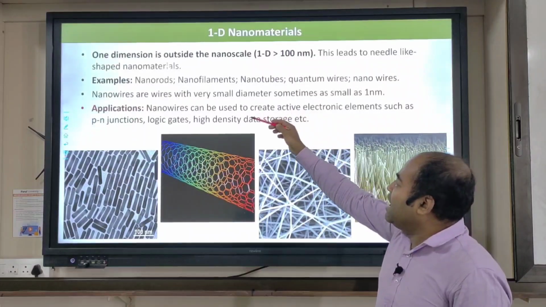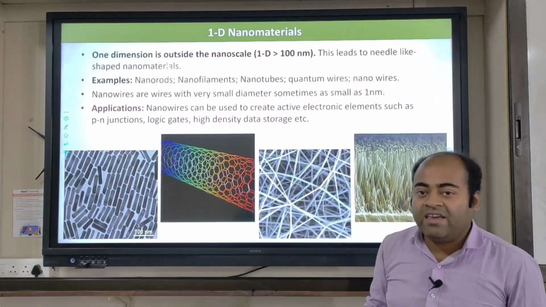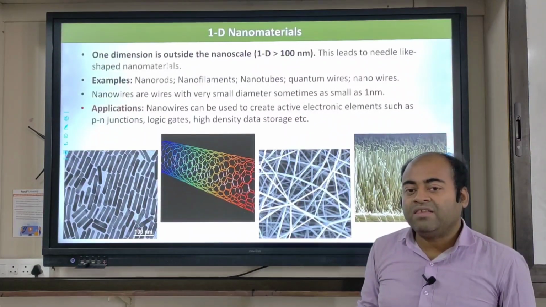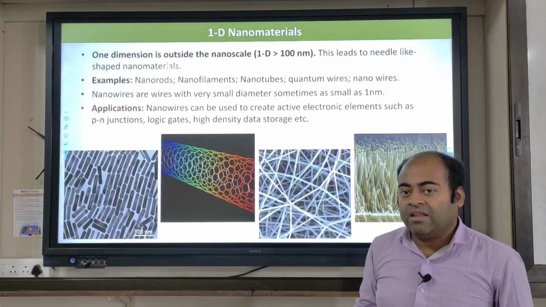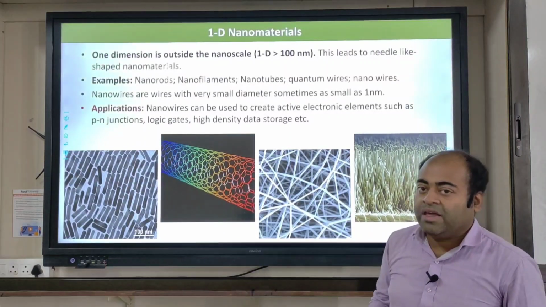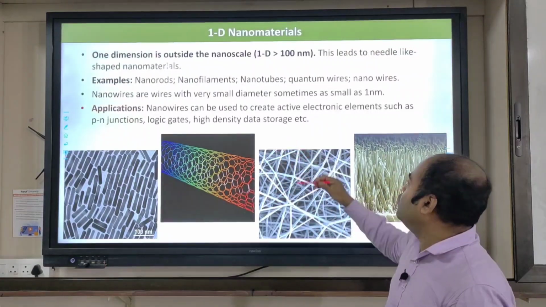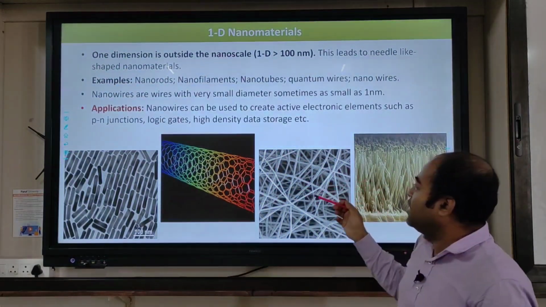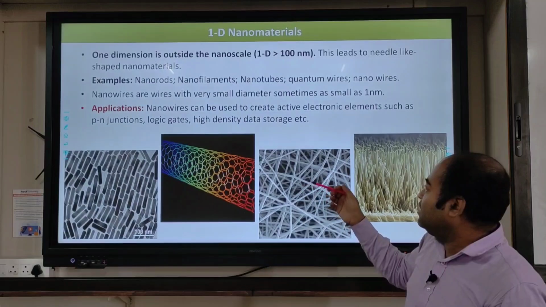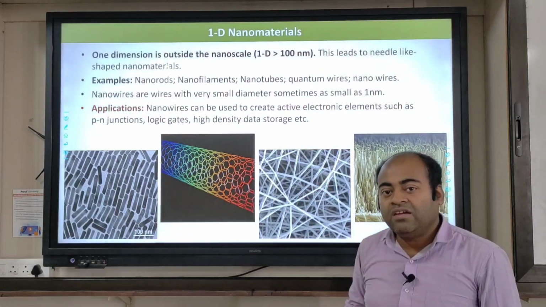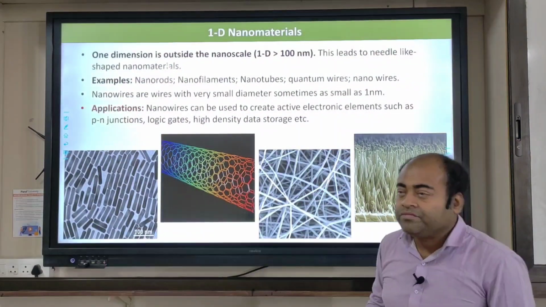Now, they are basically structures with very high aspect ratio, that is their length is much larger than the other dimensions, like the breadth and the thickness. Now, application: nanowires can be used in electronics and PN junctions, and they are also used as logic gates and data storage.